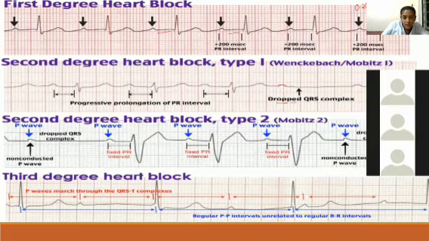One P wave won't conduct, that is, a QRS complex is dropped, and then again the cycle continues. That is Mobitz type 1. In second degree heart block type 2, what will be there?